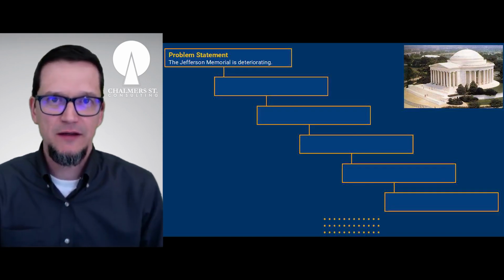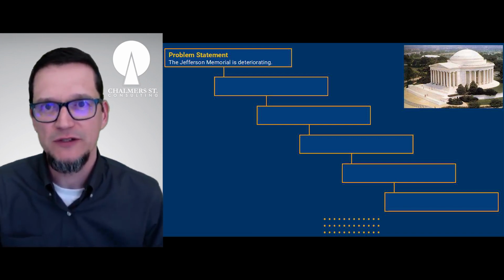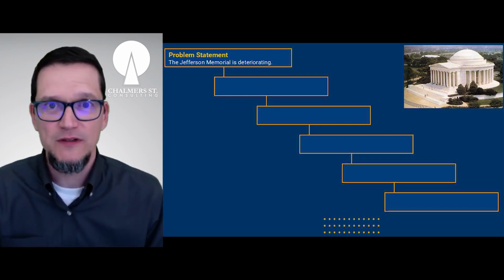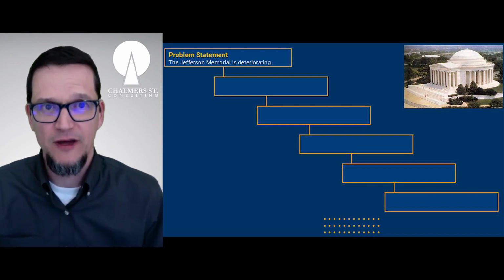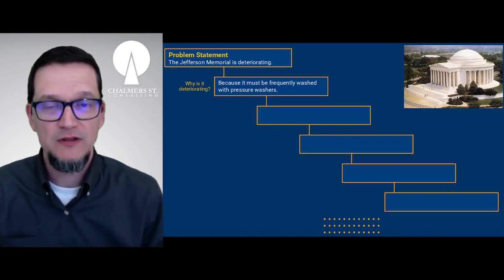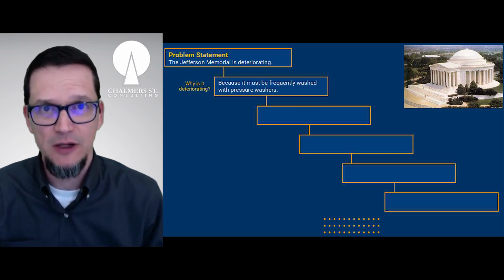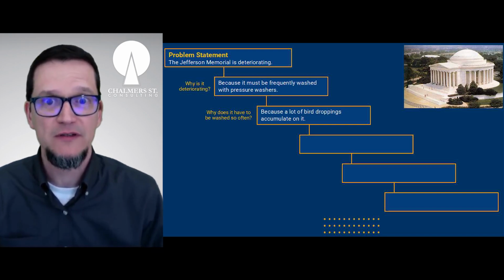So let us take a look at an example here. I hope everybody's familiar with the Jefferson Memorial in Washington, D.C. One of the problems that occurred there a while ago was that it started deteriorating. If you're applying the 5 Whys method to this, you first ask, why is it deteriorating? Because it must frequently be pressure washed, right? It's getting dirty. Why does it have to be frequently pressure washed? Because a lot of bird droppings accumulate on it.